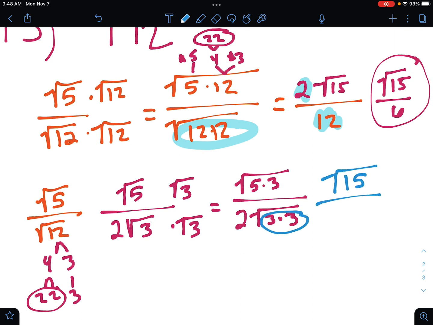But on the bottom, I have a group of 3's. And for every group, we pull 1 out. Don't forget about that 2 out in front. 2 times 3 is 6. We just got the exact same answer.